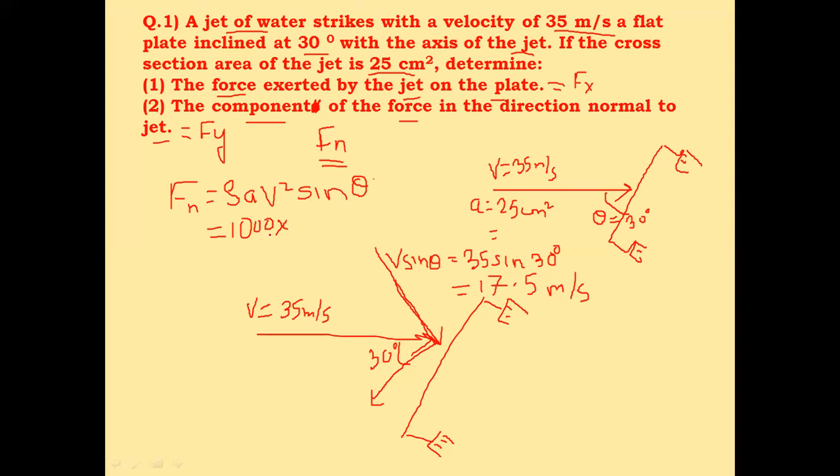Area is 25 centimeter square. When I convert it into meter square, I get 25 into 10 raised to minus 4 meter square. Into velocity is 35 square into sine theta, which is sine 30.